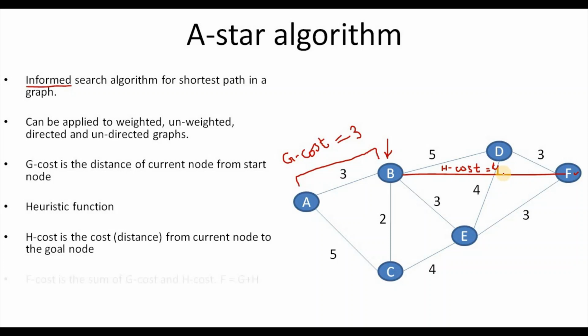But what we are interested in is F cost, which is the sum of G cost and H cost. So F is equal to G plus H. For node B, the F cost is equal to 3 plus 4, which is 7. So this is the F cost of node B, which is the current node. We shall use this concept in this algorithm. That's why we have learned it. So in this slide, these were some important concepts that you need to know about the A star algorithm. Let's move to the actual algorithm.